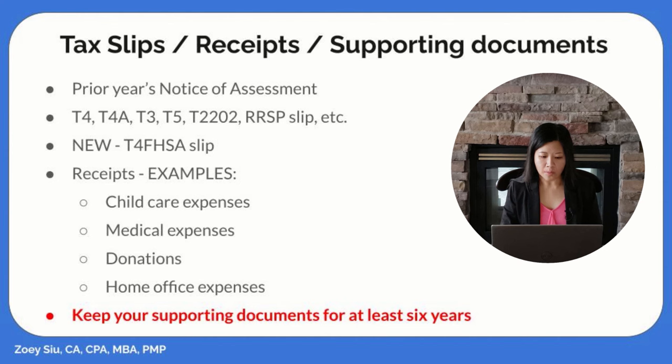The first home savings account, FHSA, is a new registered plan to help first-time home buyers save for their first home. Your FHSA issuer will give you a T4 FHSA slip. Please keep all of your supporting documents for at least 6 years.